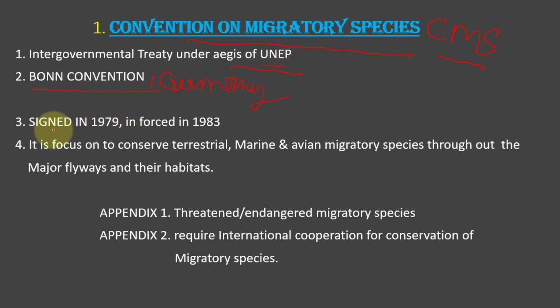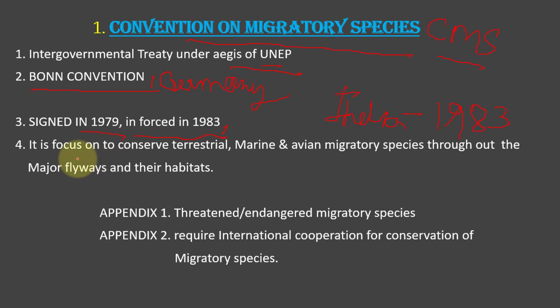So CMS was signed in 1979 and enforced in 1983. So friend, the Convention on Migratory Species was enforced in 1983 while signed in 1979. Here, a few things: India became a member of CMS since 1983.